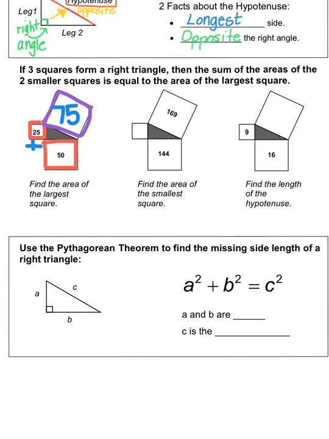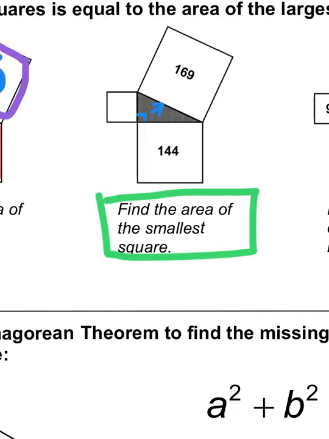Let's talk about the next one. Find the area of the smallest square. Well, to find that, we have to use this relationship. Notice which one is the hypotenuse. The hypotenuse is the one side that is opposite the right angle. The Pythagorean theorem states that the squares of these two legs add together to form the square of the hypotenuse.